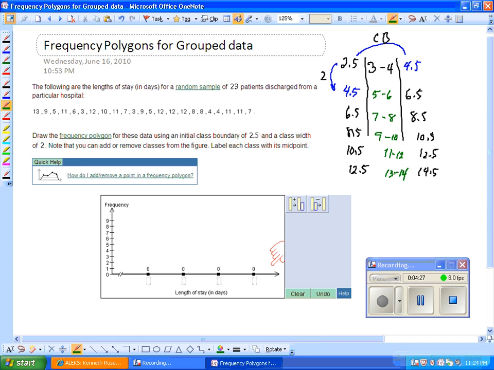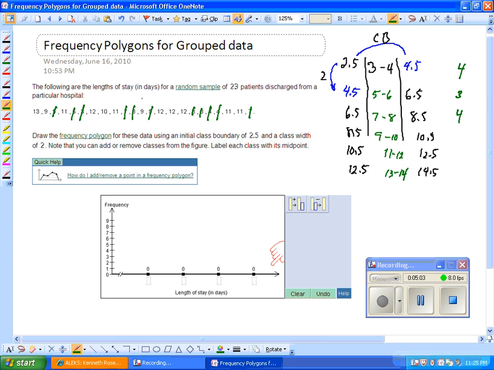And now that we've defined our classes, we need to count how many are in each class. So in the 3 to 4 class, or the 2.5 to 4.5, we have 1, 2, 3, 4. So there's 4 in there. In the next class, 5 to 6, we have 1, 2, 3, 3 in there. In the 7 to 8 class, we have 1, 2, 3, 4.